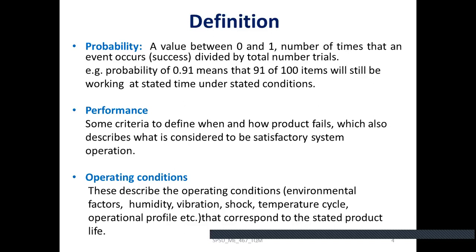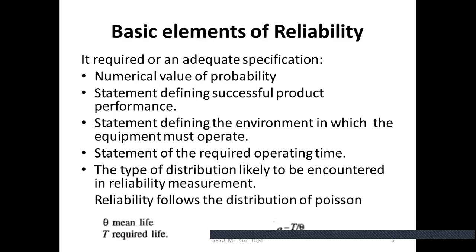For successful and satisfactory operation of any system, the performance, the operating conditions and the probabilities are required. Now the basic elements of reliability require an adequate specification. These are: first, a numerical value of the probability; second, a statement defining successful product performance; third, a statement defining the environment in which the equipment must operate; fourth, a statement of the required operating time.